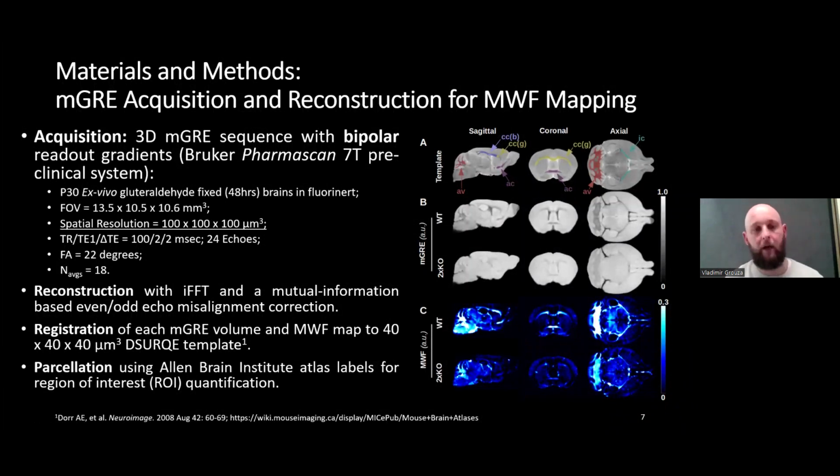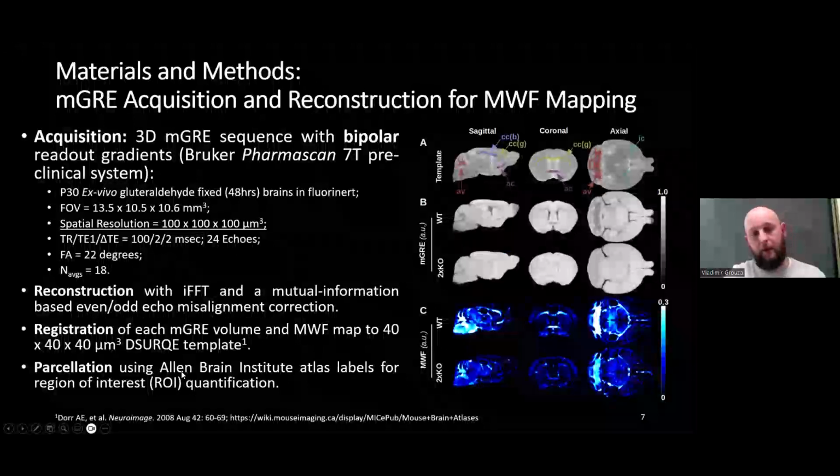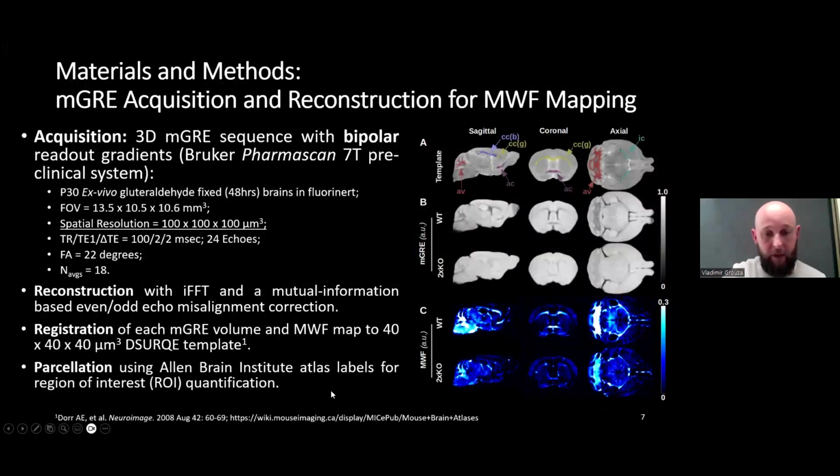No, sorry, 6.5 hours. And basically, we reconstructed these brains with an inverse Fourier transform, and we corrected for some T2 star phase-based jitter, which Dr. Rudko will explain in his talk. And then finally we registered these to the SickKids template and parcellated them with the corresponding Allen Brain Institute template atlases. And on the right-hand side is what this looks like.